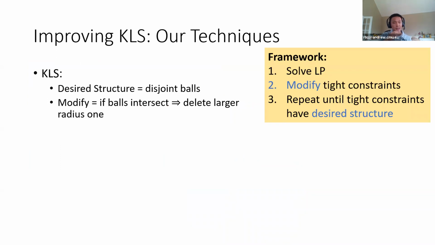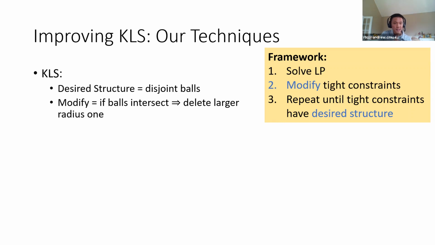And this is how we're going to improve on KLS. So I've transferred the framework from the previous slide here. So what's the framework? Well, we want to solve the LP, the set cover LP. And if the solution has our desired structure, then we're done and we're happy. But what if it doesn't have our desired structure? Well, I'm going to modify the tight constraints and then repeat until we have the desired structure.